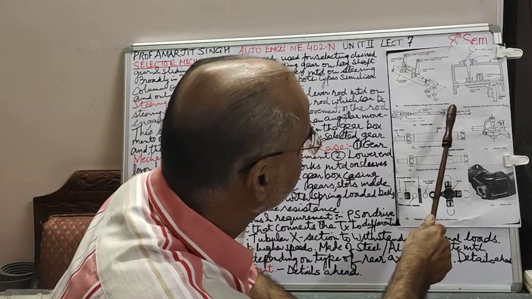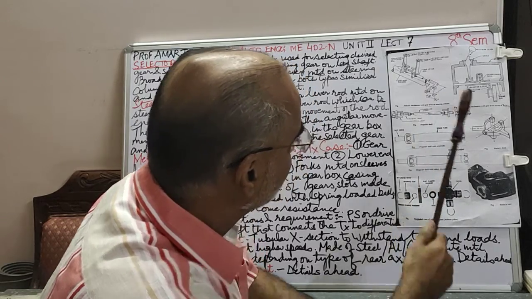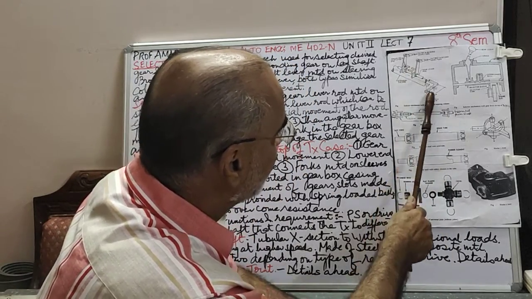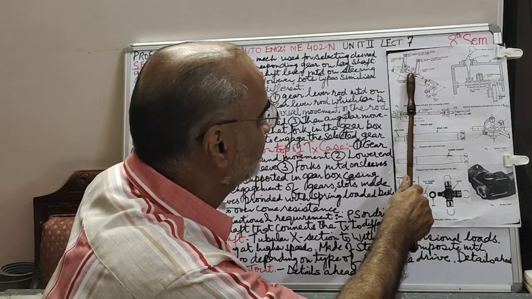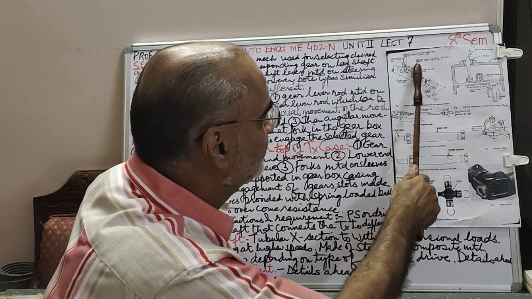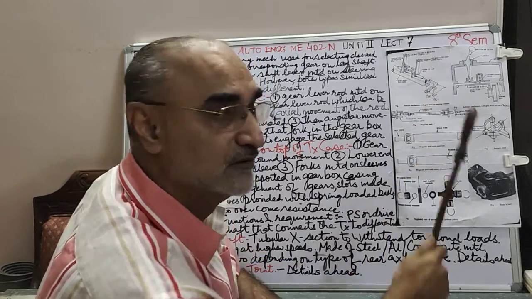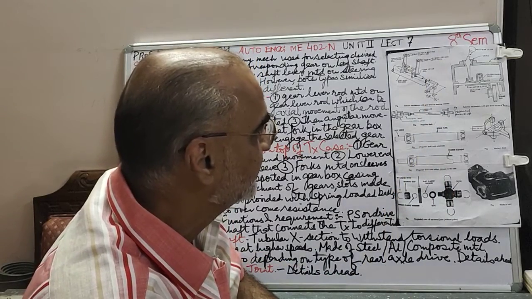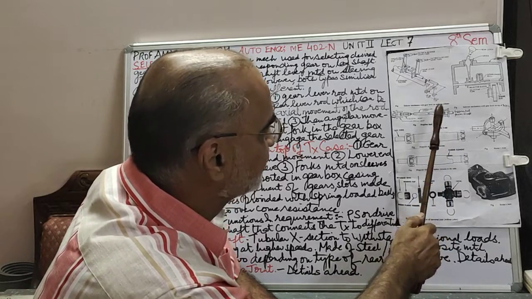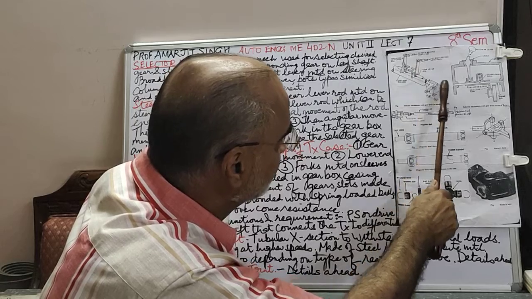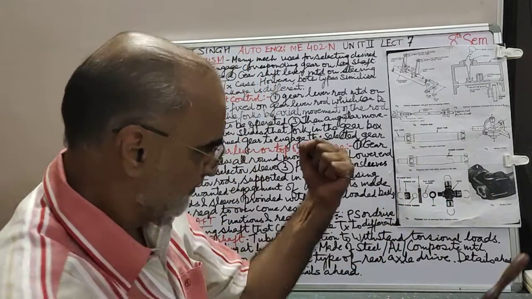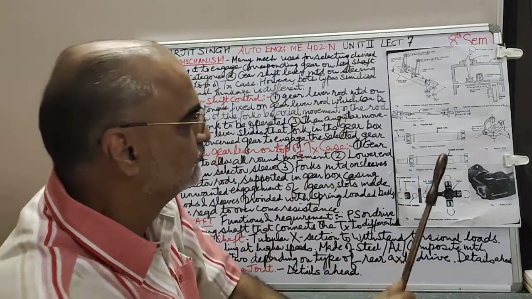Let us see first. For first, move it here and then move it upwards. As a result, this will get connected to the first gear. Again, bring it to neutral for the second. Same fork. Bring it to neutral and then press it down. Second gear.